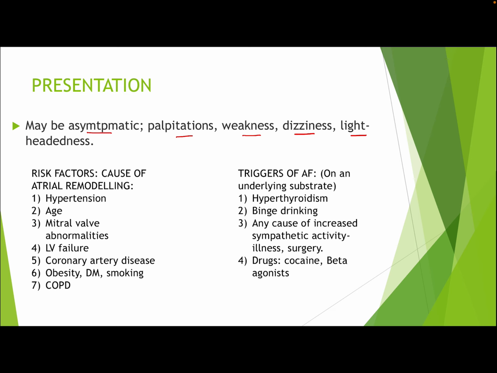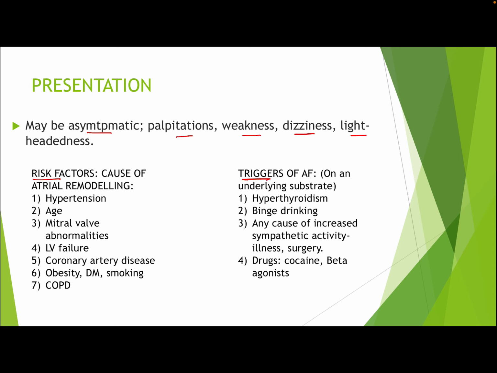And it can also present as a tachycardia-induced cardiomyopathy with features of heart failure like dyspnea, orthopnea, and peripheral edema. Now, for atrial fibrillation, there are certain risk factors that lead to long-term atrial remodeling that then creates an underlying substrate on which atrial fibrillation will be precipitated by certain triggers. So you have two terms here. One is risk factors and one is trigger.